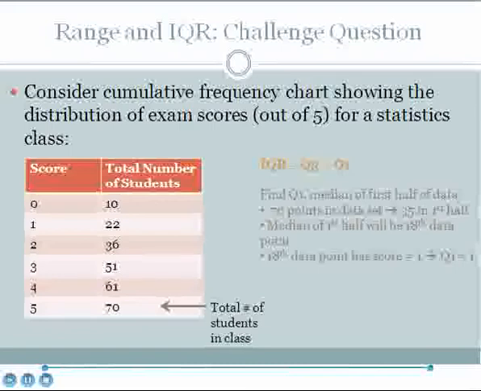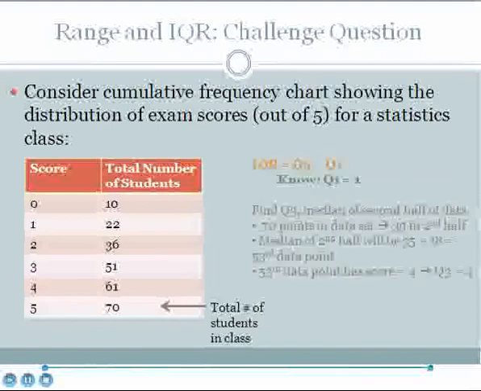The 18th data point is equal to 1. We know this because 10 students have a score of 0 and 22 have a score of 1. A total of 22 have a score of 1 or 0, meaning that the 18th student must have a score of 1. So Q1 is equal to 1.